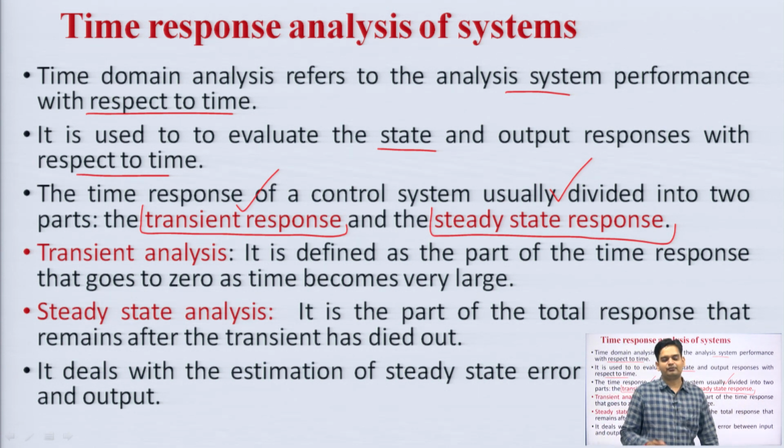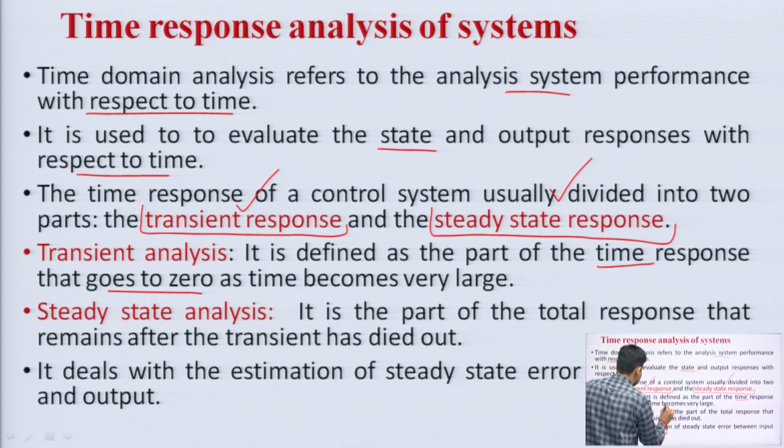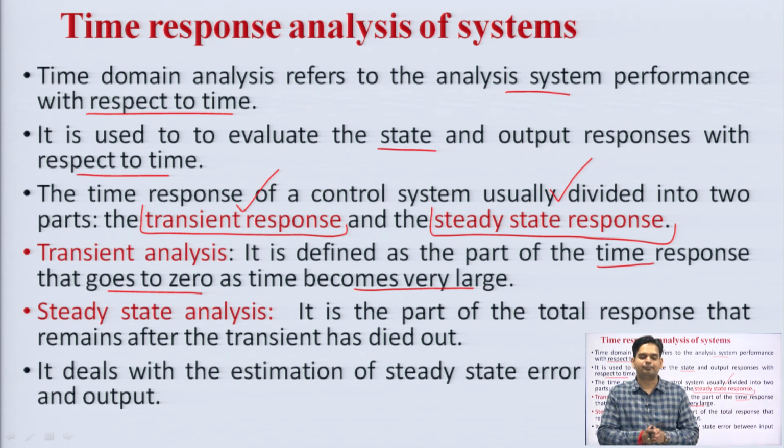So, what is transient analysis? It is defined as the time response that is present in the system when you apply the input, and when you observe it for a longer time, this response dies out. You can say it is the time response which goes to 0 as time becomes very large. Whenever you take any system and subject it to a standard test input, certain disturbance will come. The time interval of those disturbances comes under the category of transient analysis. When those disturbances die out, that interval comes under the category of steady state analysis.